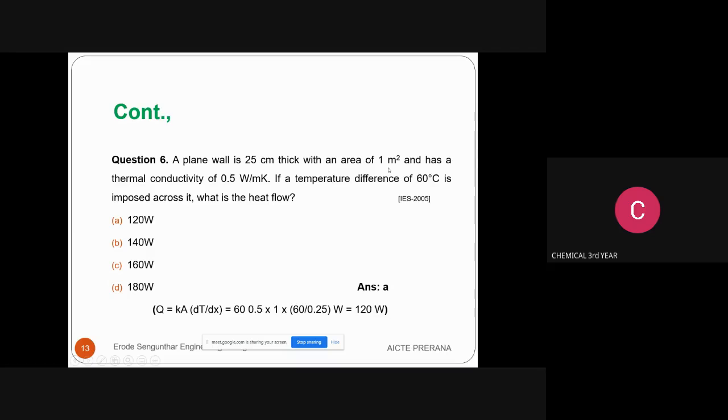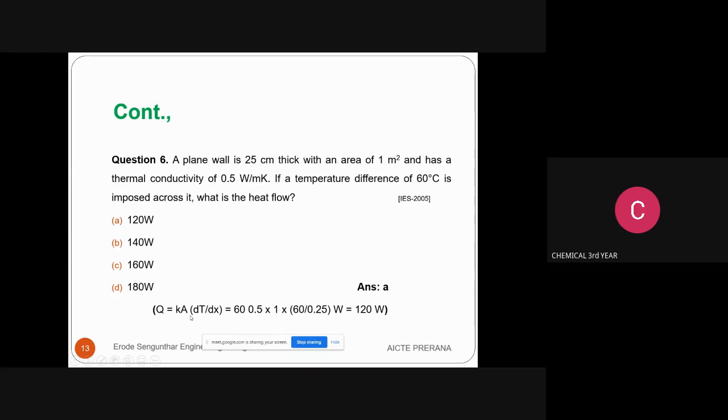And area A is 1 meter square and has a thermal conductivity, small k, of 0.5 watt per meter Kelvin, and the temperature difference across this is 60 degrees Celsius. If we change this to Kelvin also, again 60, because here they have mentioned the temperature difference only. So we can take dT as 60. What is the heat flow?